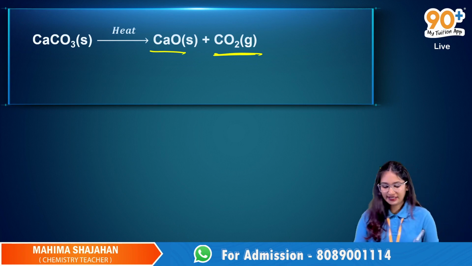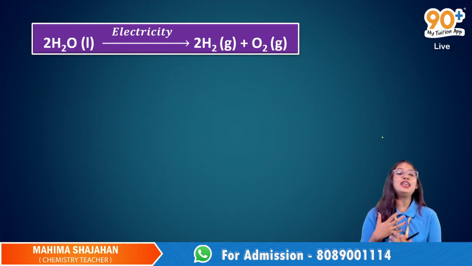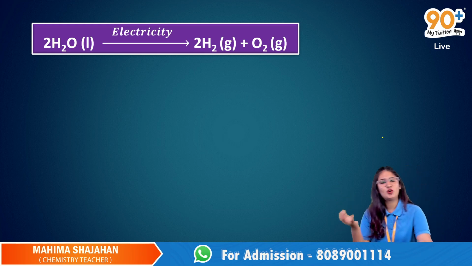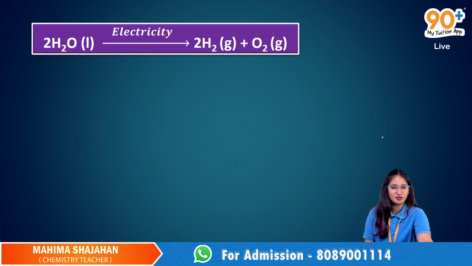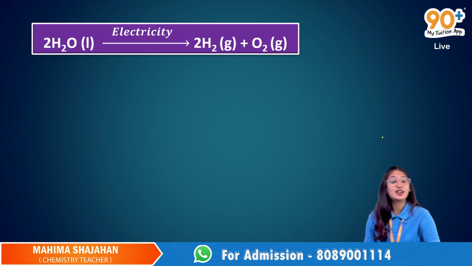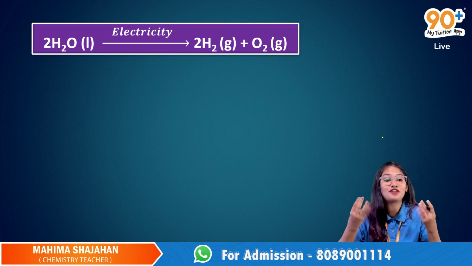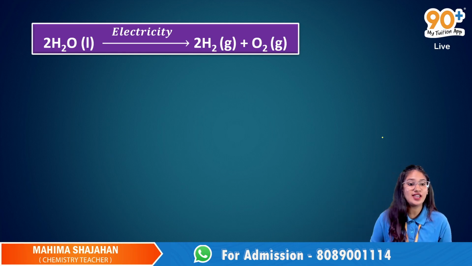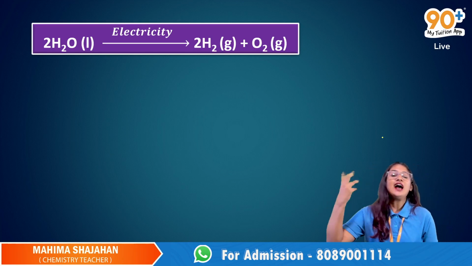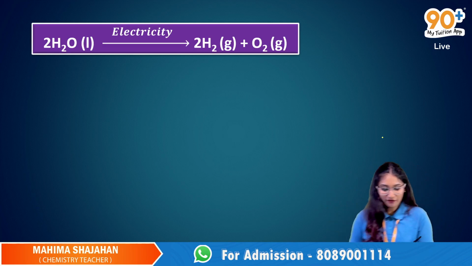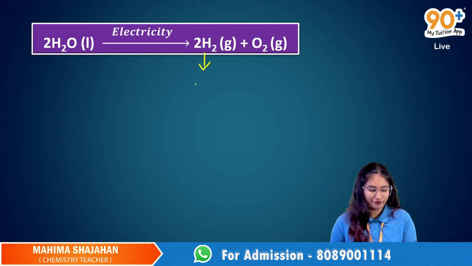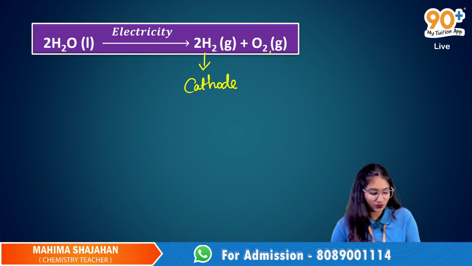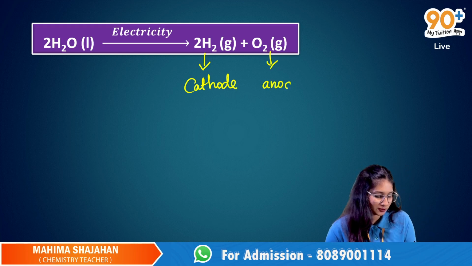Now let's see the decomposition carried out by electricity, that is electrolysis. Take water and add a few drops of acid to the water. Then I am passing electricity. What can we see? We'll see bubbles of gases at the electrodes. They are hydrogen gas and oxygen gas. See, water breaks down and we get hydrogen gas and oxygen gas. You have to remember one thing: hydrogen gas will be formed at the cathode, and oxygen gas will be formed at the anode.